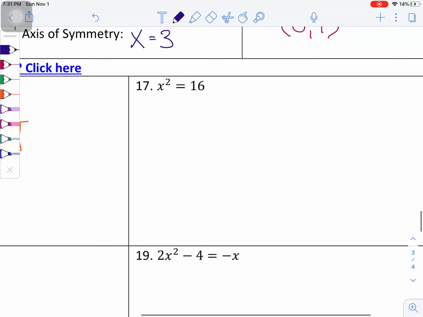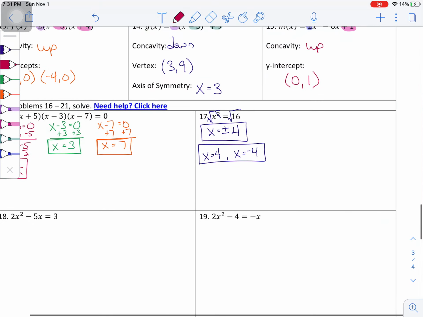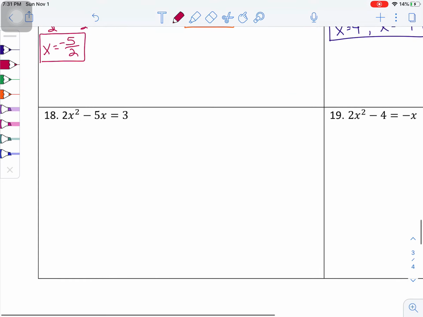So problem number 17, I'm going to slide on over. x squared is equal to 16. I am going to take the square root of both sides. Square and square root cancel, so x is equal to, now because I put the square root in the problem, there needs to be a plus or minus there, and the square root of 16 is 4, and I'm done. Now you could absolutely write out x is equal to 4 and x is equal to negative 4 if you prefer to see the two answers separated.